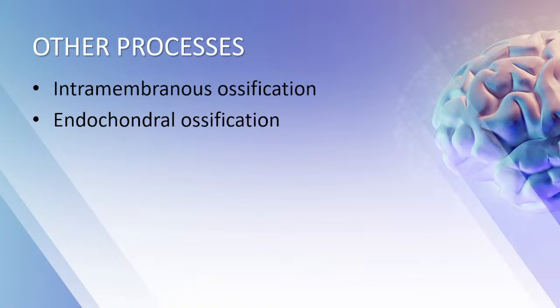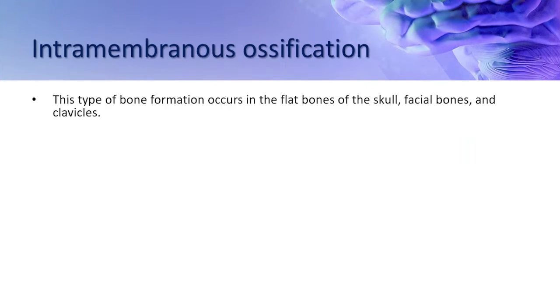Having looked at that, ladies and gentlemen, let us quickly proceed to the other processes of bone formation. They're categorized in two: intramembranous ossification and endochondral ossification. What about intramembranous? Under intramembranous, you can say this type of bone formation occurs in the flat bones of the skull, the facial bones, and the clavicles.